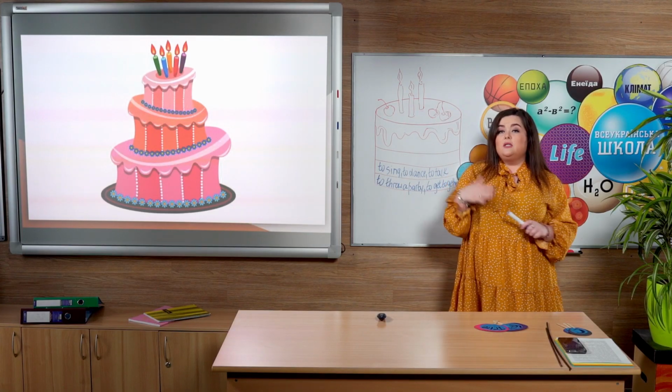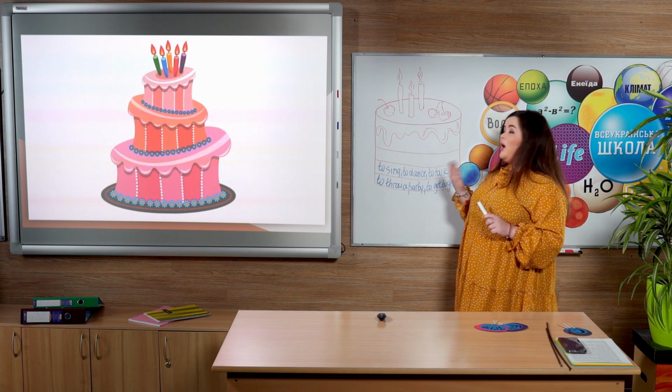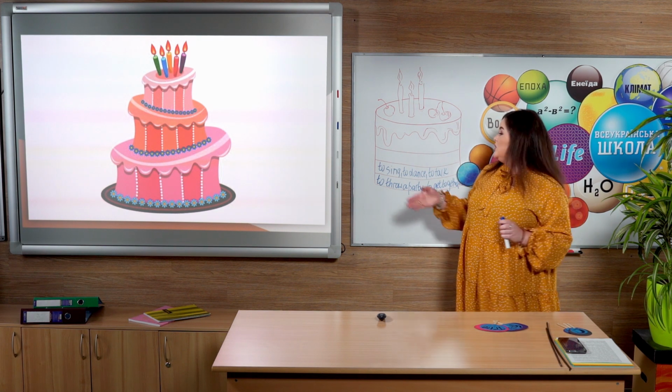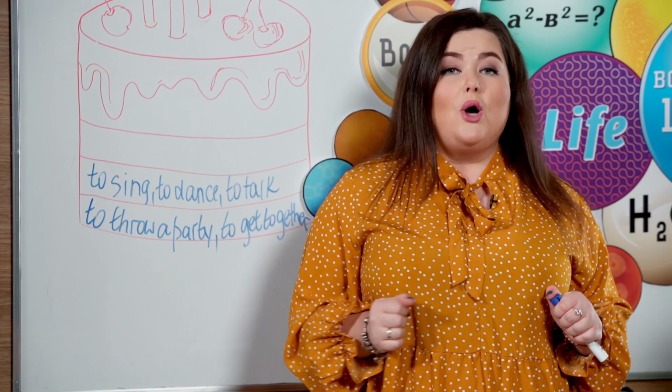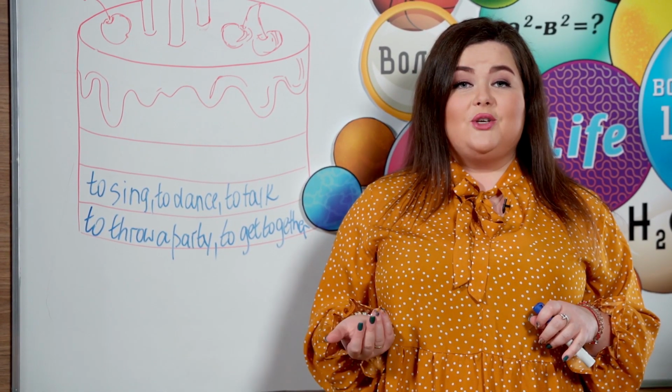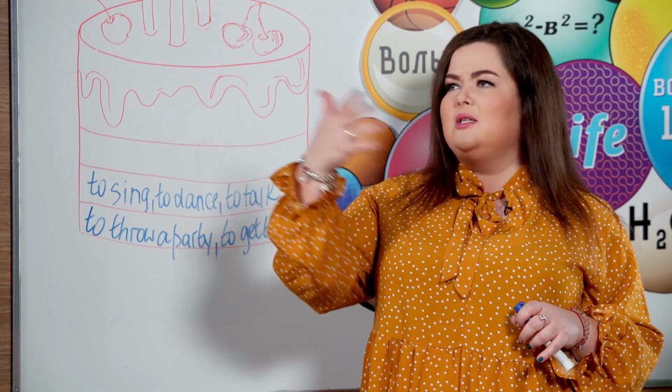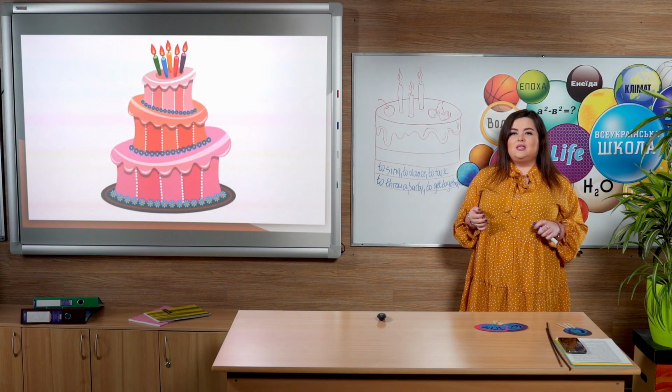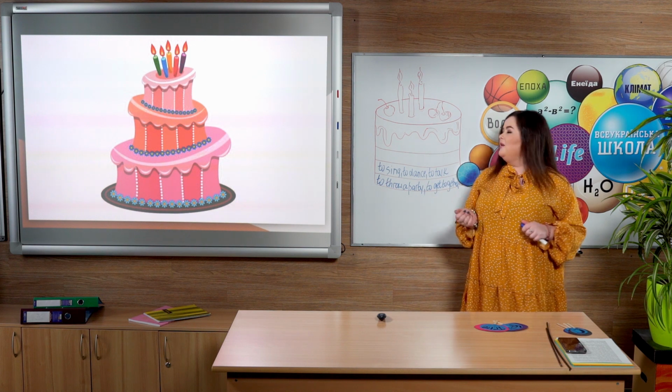So why do we have celebrations? Why do we have parties? Why do we have special occasions? To sing, to dance, to talk. That's normally what we do when we have a party and when we get together with friends or family, or just strangers in the streets if we talk about festivals or carnivals.